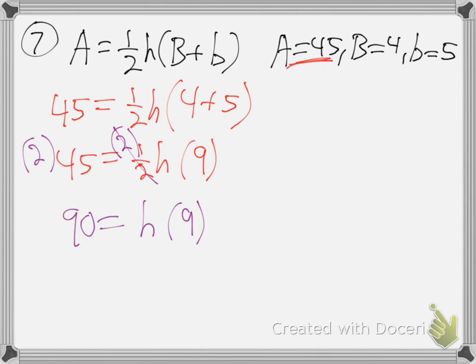Couldn't you just divide by 9 at the beginning? You could. That's another good way. Just divide by 9 right in the beginning. But then you're still going to have to multiply by the 2 to get rid of that half. But you could do that too. So I'm going to divide by the 9 now at the end here. Divide by 9. Boom. H is 10. The height is 10. We good there? Questions on that?